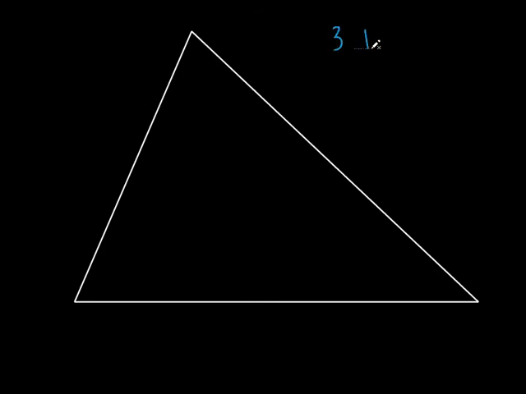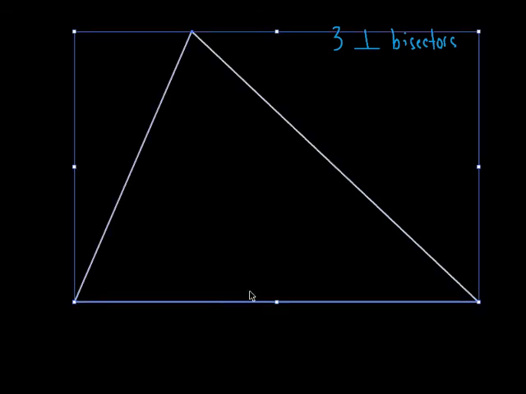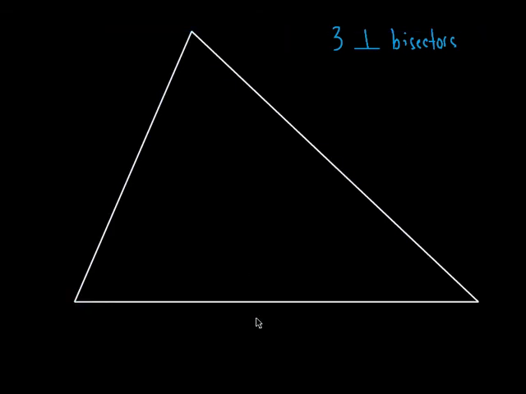Now watch, I'm going to put the symbol for perpendicular so I don't have to write that whole word out. I'm going to put 3 perpendicular bisectors on this triangle right here. Everybody with me? So first thing we're going to do, let's label this. Let's label it ABC. Okay, let's take a look at the bottom first. This is probably the easier one.